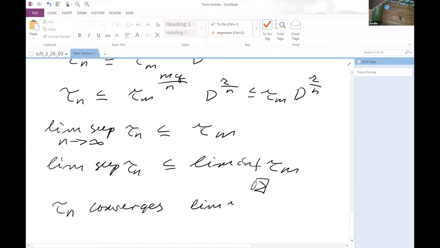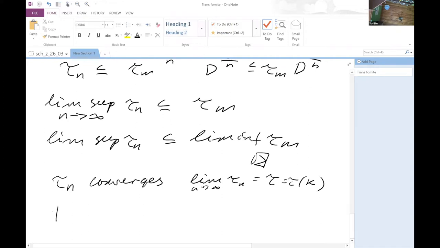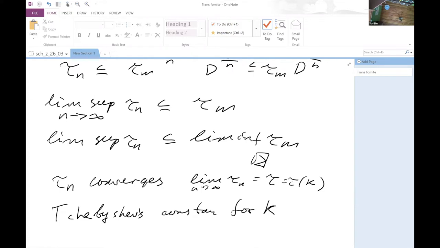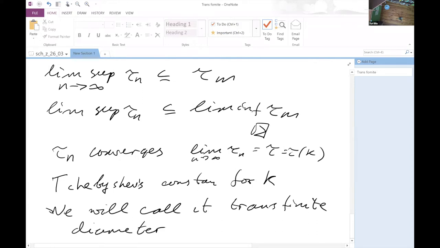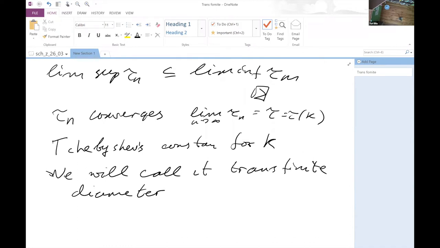And its limit is called tau, or tau of K. And well, this is how it's defined, the Chebyshev's constant. Golusin calls this Chebyshev's constant for K. But then one proves that what he defines as transfinite diameter, which is defined slightly differently, is equal to this. So we just call it transfinite diameter. As I said once again, Golusin defines transfinite diameter differently, but then he proves that it is equal to this quantity. So we simply define transfinite diameter as this quantity.